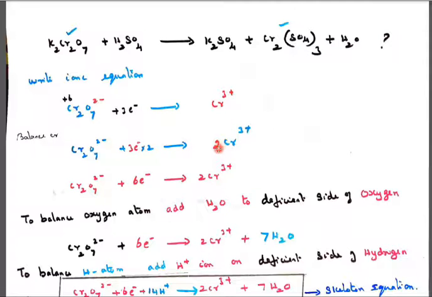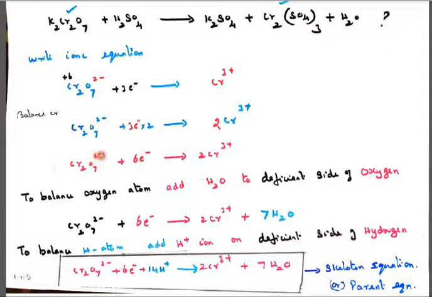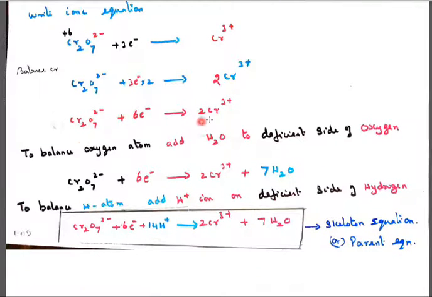So we add 2 chromium, so multiply this 3 electrons by 2. So we will get 6 electrons. So Cr2O7 2 minus plus 6 electrons gives 2 Cr3 plus. Next, we have balanced chromium.